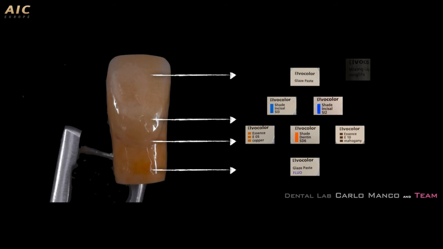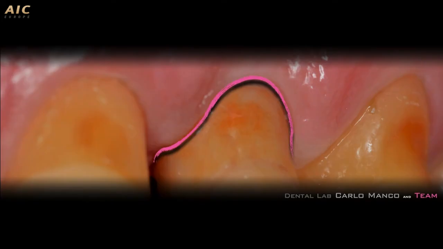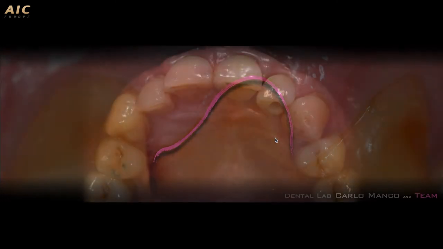I think that zirconia and ceramic are a good way to finish our work, but monolithic is a fantastic way to shorten the time, to finish the work in a good way. This is a detail of the crown.